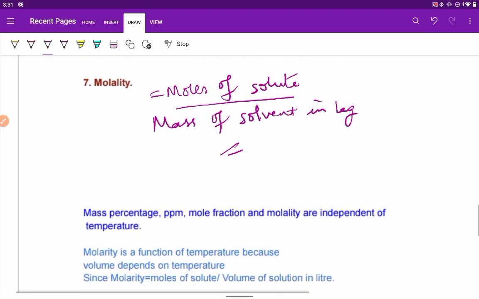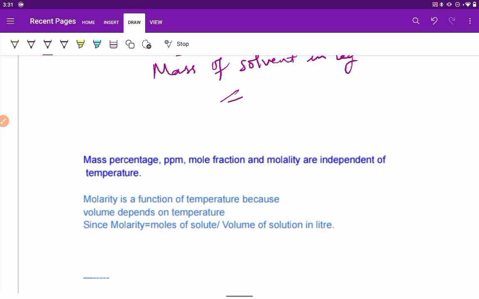Now we will find that every method of expressing the concentration has some merits and demerits. Mass percent, ppm, mole fraction and molality are all independent of temperature. But molarity is a function of temperature because the volume depends on temperature and the mass does not.